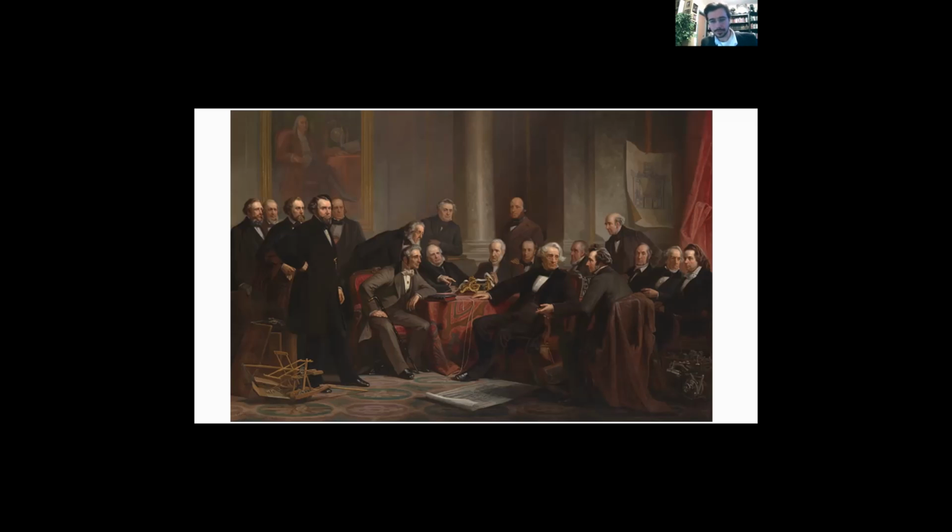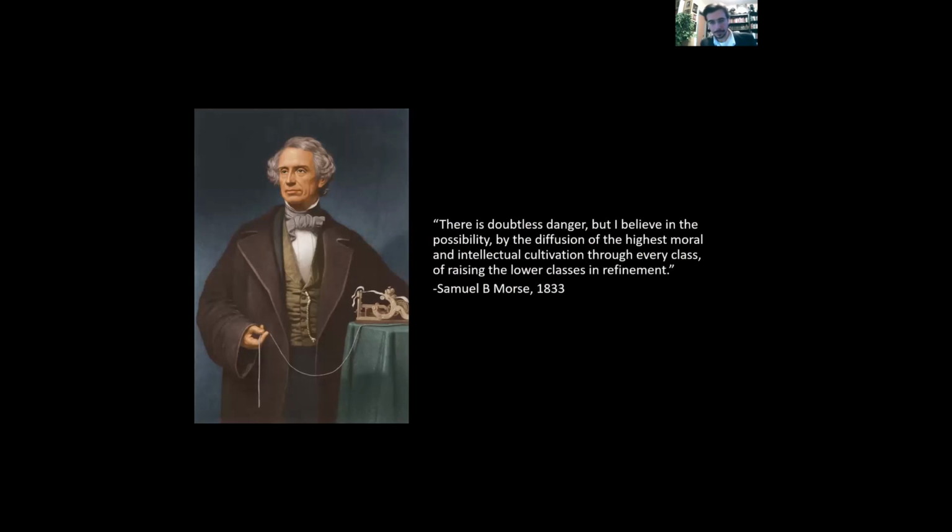So the role of culture in resolving this paradox is not very well understood. This is another painting by Samuel B Morse with a small quote. It's another close-up of his telegraph wire, where Samuel got at it in one way, where he says, there is doubtless danger, but I believe in the possibility by the diffusion of the highest moral and intellectual cultivation through every class of raising the lower classes in refinement.